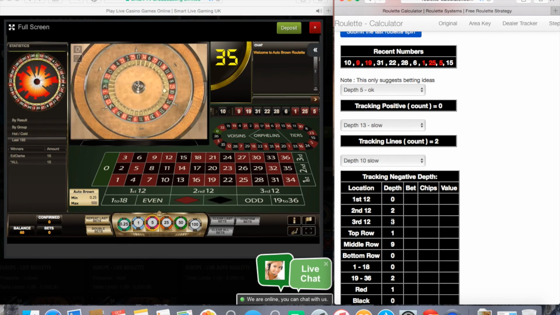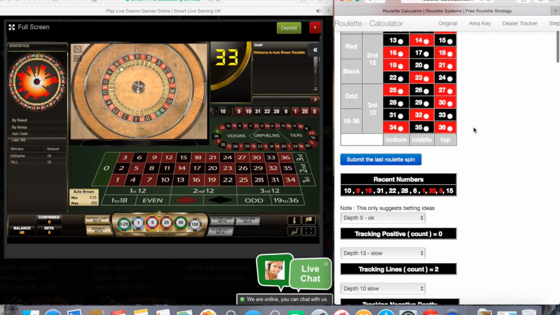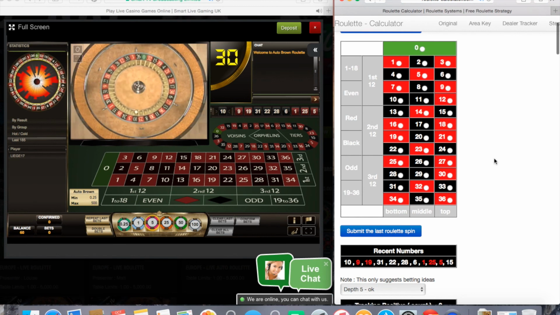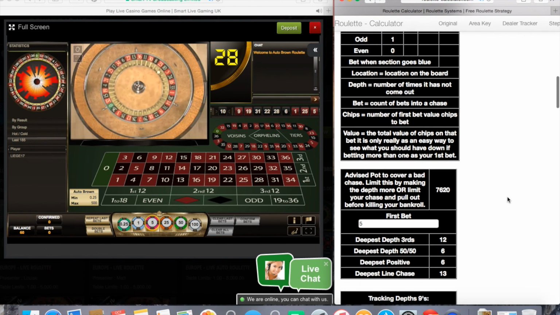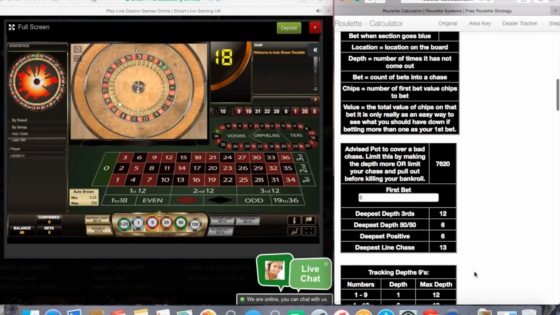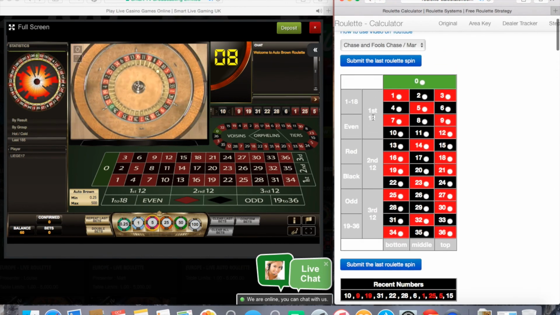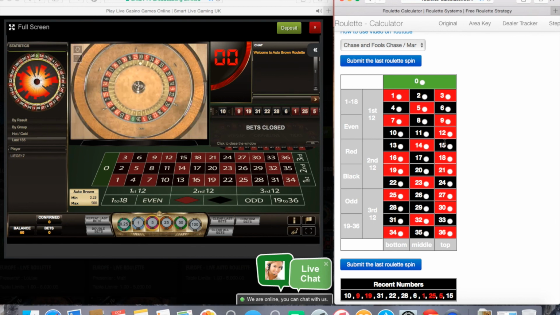So now you can see the middle row there is at a depth of 9 on the negative chase. That means that middle line hasn't come in 9 spins, so it's been flipping between the first row and the last row. The deepest line chase it's gone to is 13. That's on the positive. If you look at the thirds, deepest thirds at the top there, that's at 12. So again, if it misses that middle row, then we will be on for a bet. This middle row.